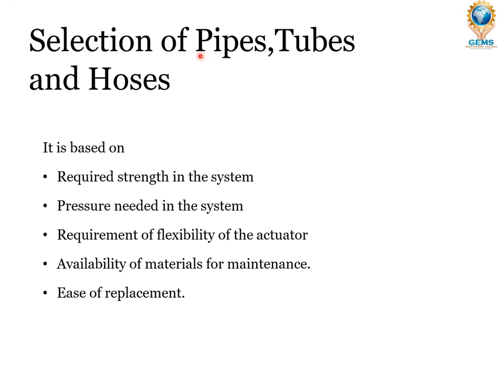Let's see the selection of pipes, tubes and hoses. These are the four criteria we have to consider during the selection of pipes, tubes and hoses. It is based on the required strength in the system, the pressure needed in the system, the requirement of flexibility of the actuator, and the availability of materials for maintenance and ease of replacement.